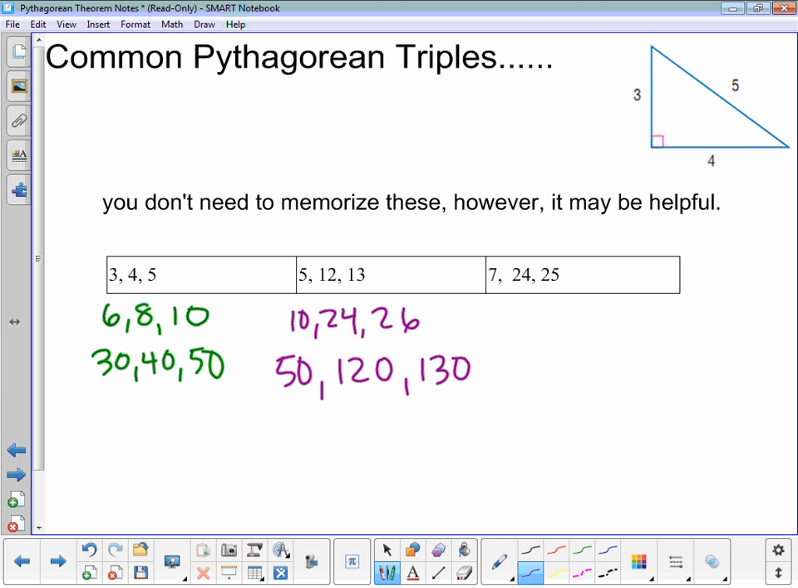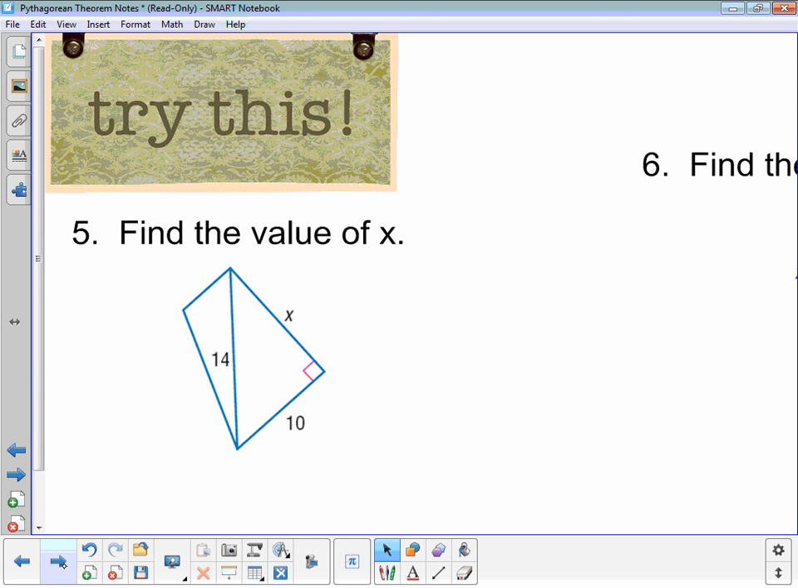And I can do the same thing with 7, 24, 25. So most of the time when you're seeing Pythagorean triples, it's going to be some multiple of these 3. These are the basic 3 that you'll see quite often. Let's flip over to the back and take a look at the next couple practice examples.